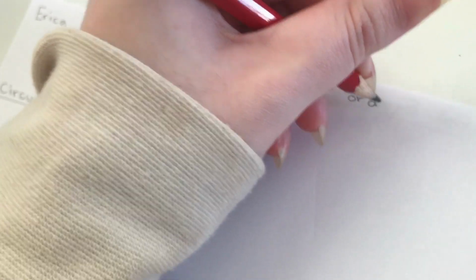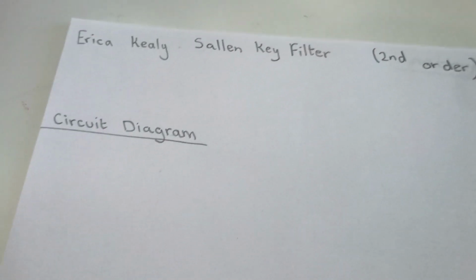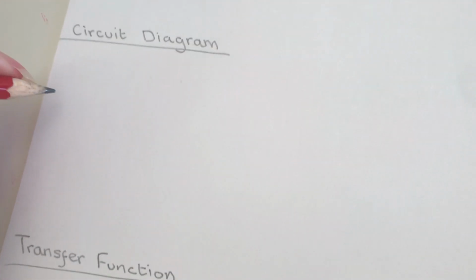Just going through some details about the system. It's a second order system, and today we will be using it as a low pass filter. So first I'll draw out the circuit diagram of the circuit.